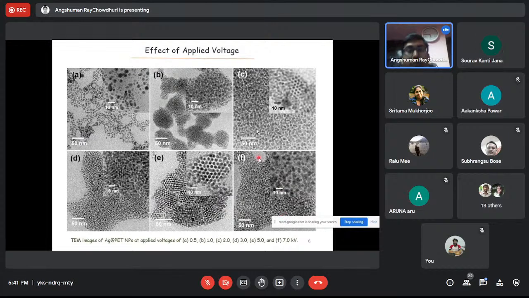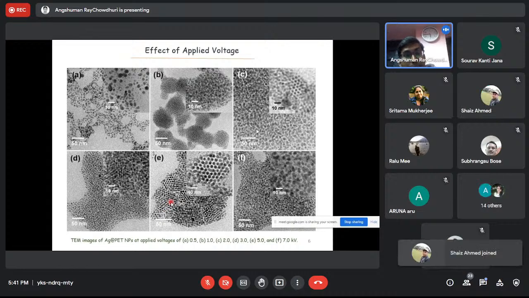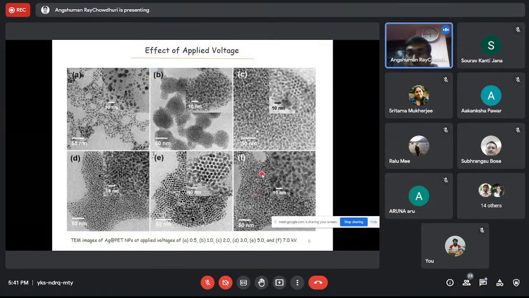Now we are coming to voltage. The voltage also plays a crucial role in getting this type of particles. We are varying the voltage: 0.5 kilovolt, 1.0, 2, 3, 5, and 7.0. When the voltage is 5.0, we observe that the perfect superlattice structure is forming. When it is more, the monodispersity still arises, but the perfect monodisperse assembly is not achieved.